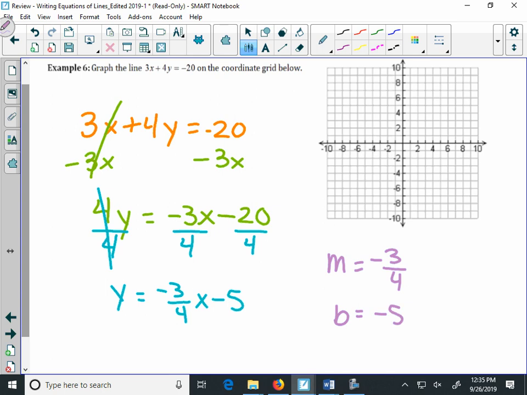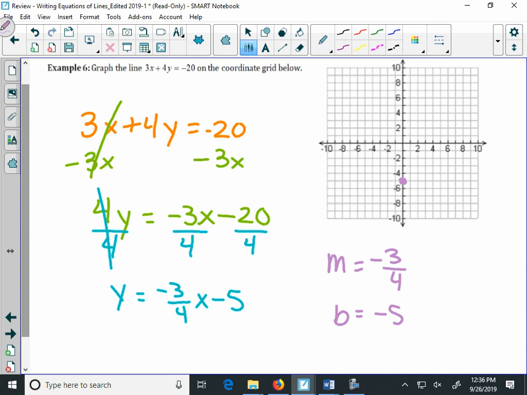We use those to graph a line. Sorry. Start with your b. Okay? Start with your b. Do we start on the x-axis or the y-axis? The y-axis. The b is the y-intercept. So we start on negative 5 on the y-axis. Don't start on the x-axis. It's not the x-intercept, it's the y-intercept. So start on the y-intercept.